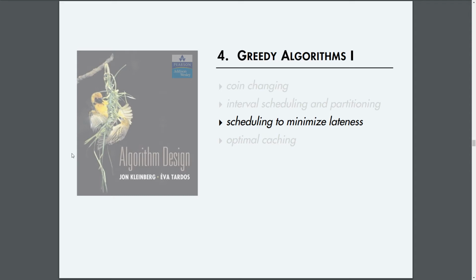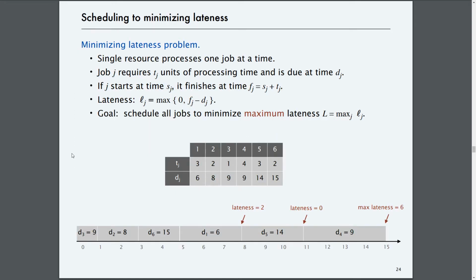Next up, we'll be looking at scheduling to minimize the lateness. So here we have single resource processes. We can do one job at a time. And each job has some time tj, which is the number of units of processing time it requires, and then it is due at some time dj. If we start job j at time sj, it'll finish at time sj plus tj.